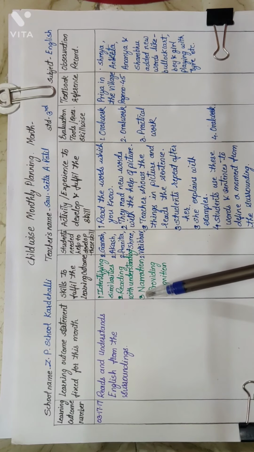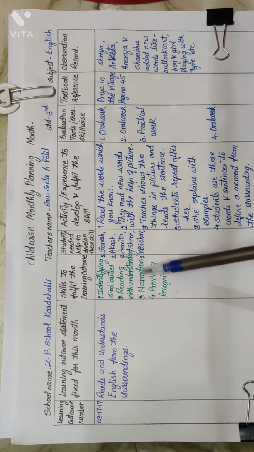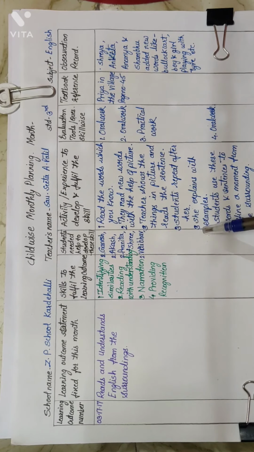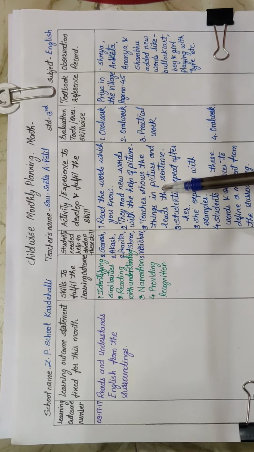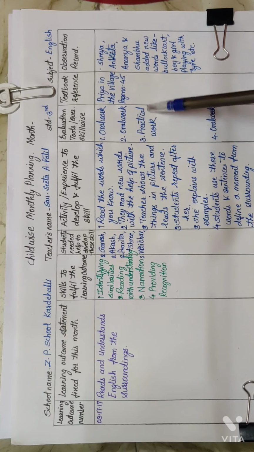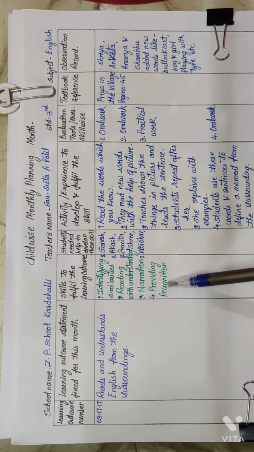Third skill is narration, and for this, 3 activities are there. For this, we have selected the evaluation tool, practical work. And for the fourth, providing recognition, for this activity, we have selected the tool, oral work.